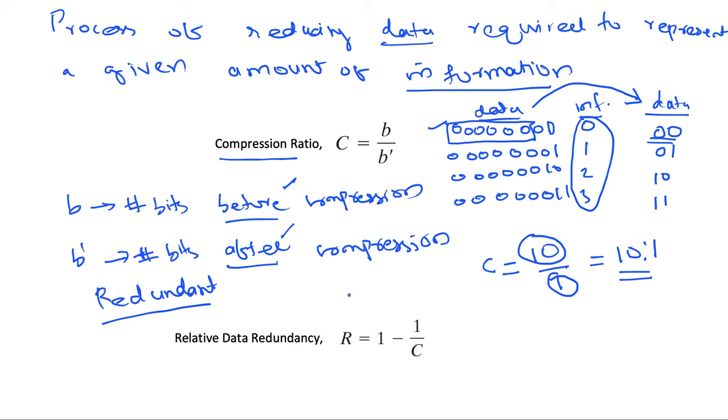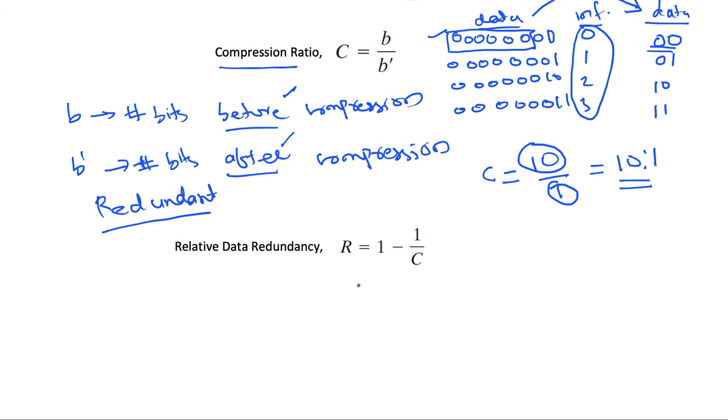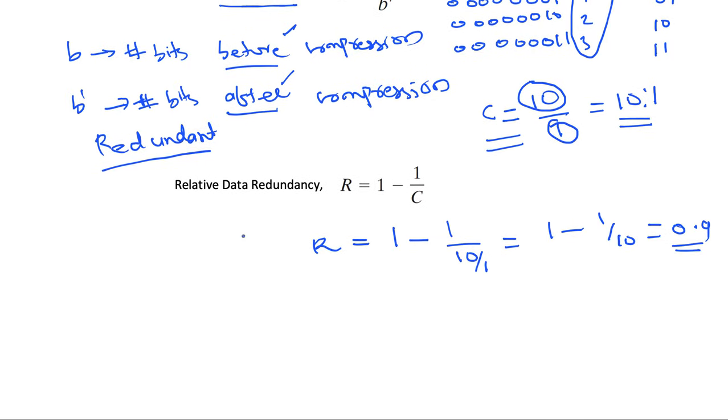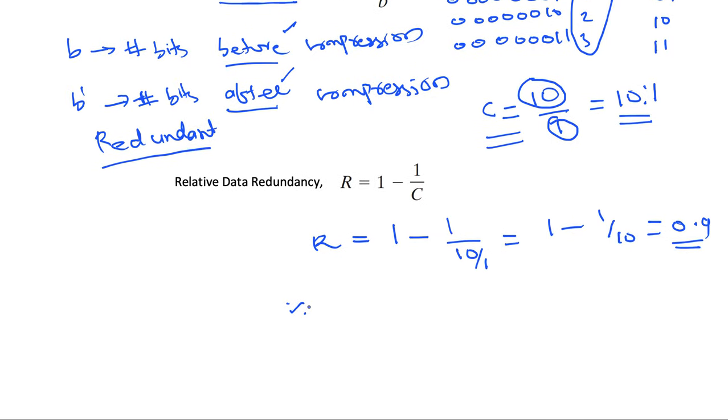In order to measure how much data is redundant in a particular representation, we use the term relative data redundancy. Relative data redundancy is given by the equation R equals 1 minus 1 by C, where C is the compression ratio we discussed before. For the same case, if C is 10 to 1, then R is 1 minus 1 by 10, which equals 0.9. Converted into a percentage, this is 90%.